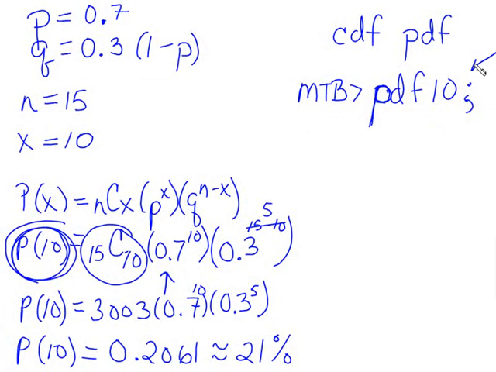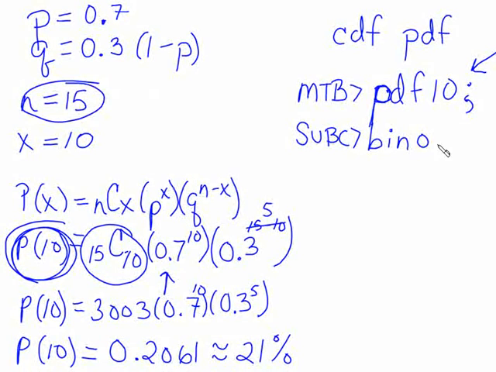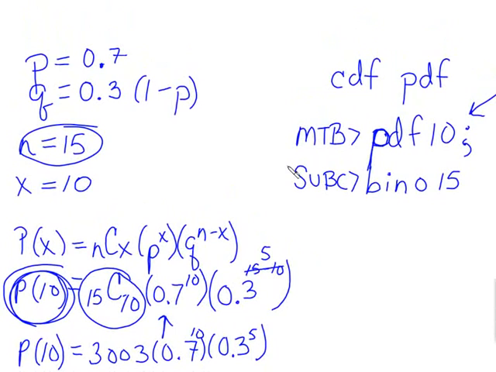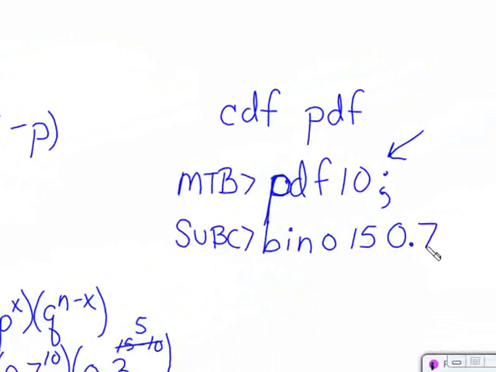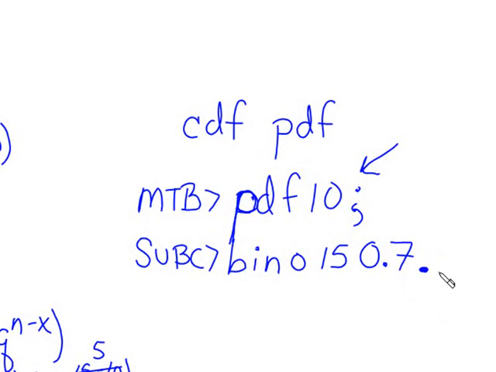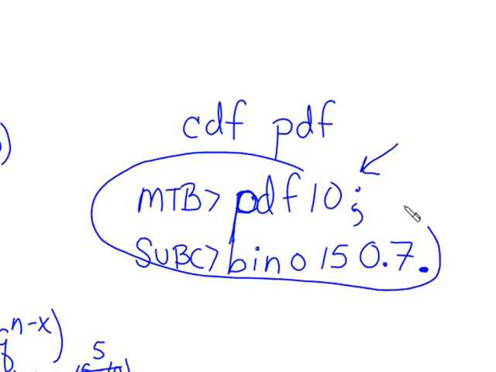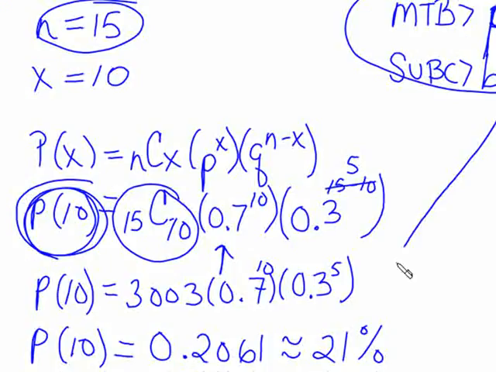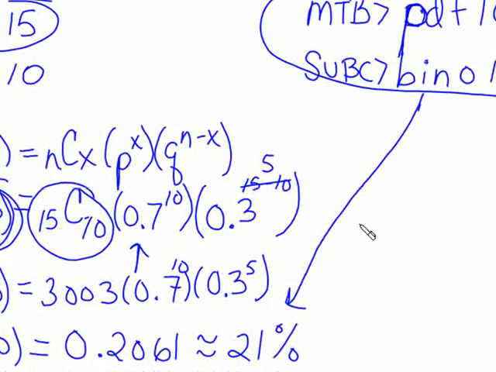And you have to enter this semicolon at the end of your command so that your subcommand will appear. And for every binomial, your subcommand will be bino, short for binomial. And then whatever your value of n was, which in this case is 15, and then whatever your value of p was, which in this case was 70%. And remember to end all of your subcommands with a period. And you should find if you enter these two commands in Minitab, it will also give you the answer of 21%.